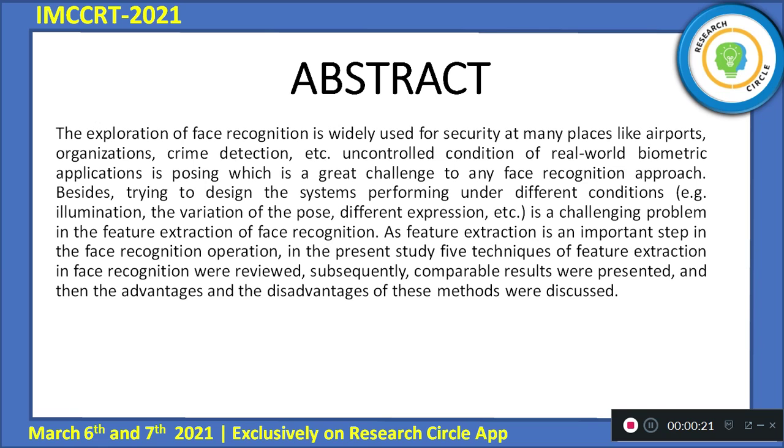The uncontrolled conditions of real-world biometric applications pose a great challenge to any face recognition approach. Besides trying to design a system that performs under different conditions, for example illuminations, variations of pose, different expressions, etc., it is a challenging problem in feature extraction of face recognition.